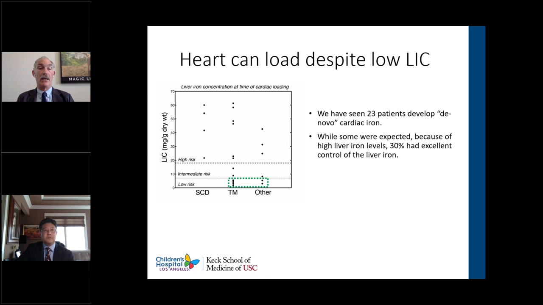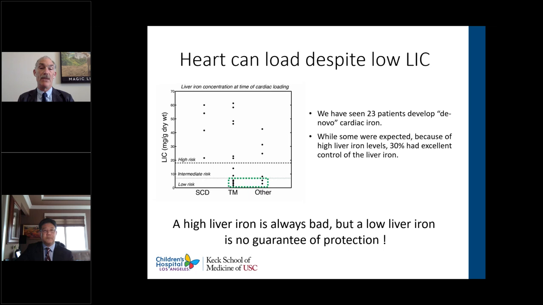And so the answer here is that while a high liver iron is always bad and should be treated, a low liver iron is no guarantee of protection. It's how many days per week that people are taking their drug. Now, because of this sneaky loading of the heart, it's essential to have cardiac MRI to detect asymptomatic iron loading of the heart.